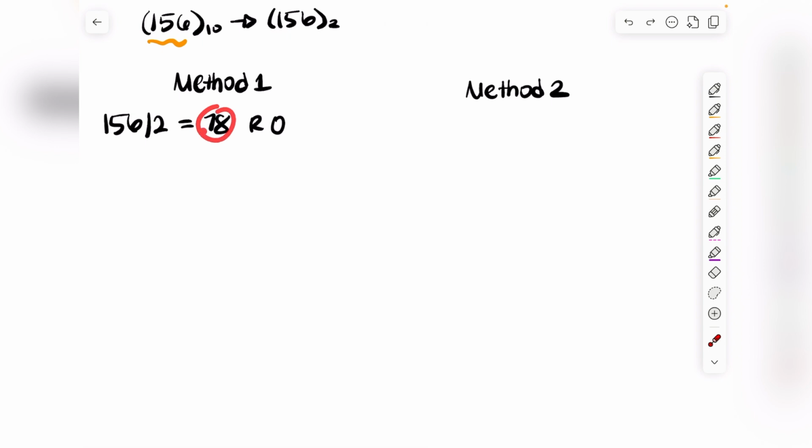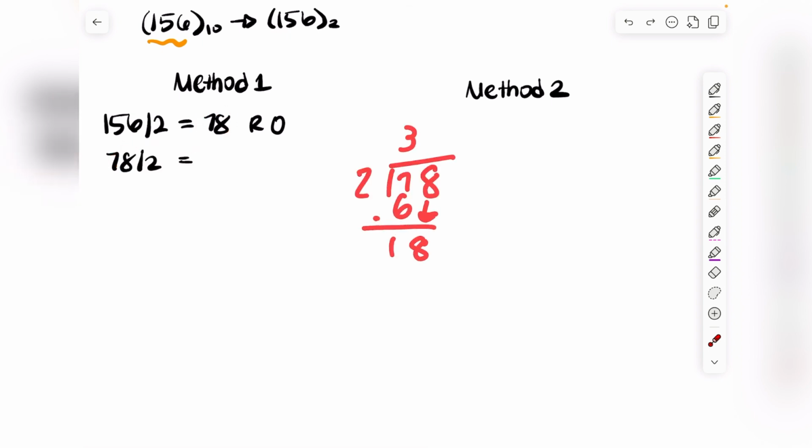Then you take 78 and you divide by 2. So this is 3, this is 6, this is 1, bring down the 8, this is 9, this is 18, this is 0. Your answer is 39 with a remainder of 0.